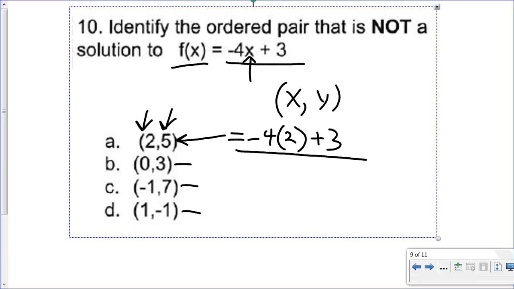So you have to find one instance where you plug in that first number, your x, into your function and it does not spit out this y, our second number in the ordered pair. Okay? And that's going to be your answer.